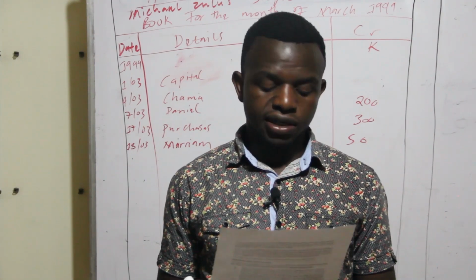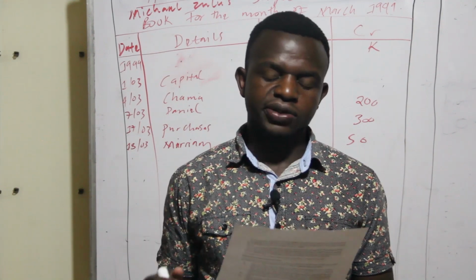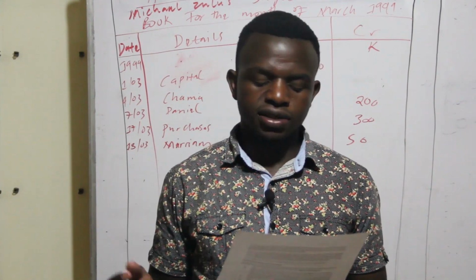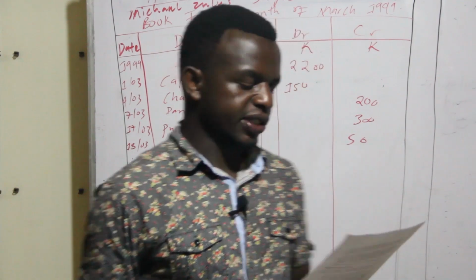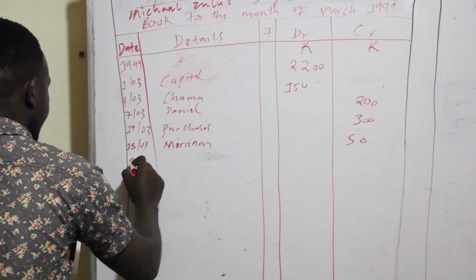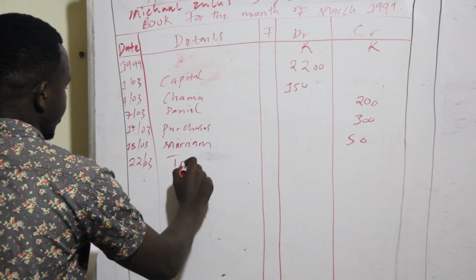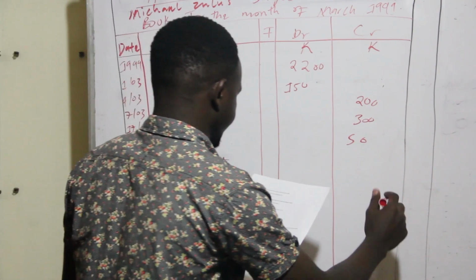Then on the 22nd of March, paid for transport by cash amounting to 50 kwacha. This type of transaction is taking money out of the business, so we're going to credit transport by 50 kwacha. So 22nd of March, we say transport, 50 kwacha.